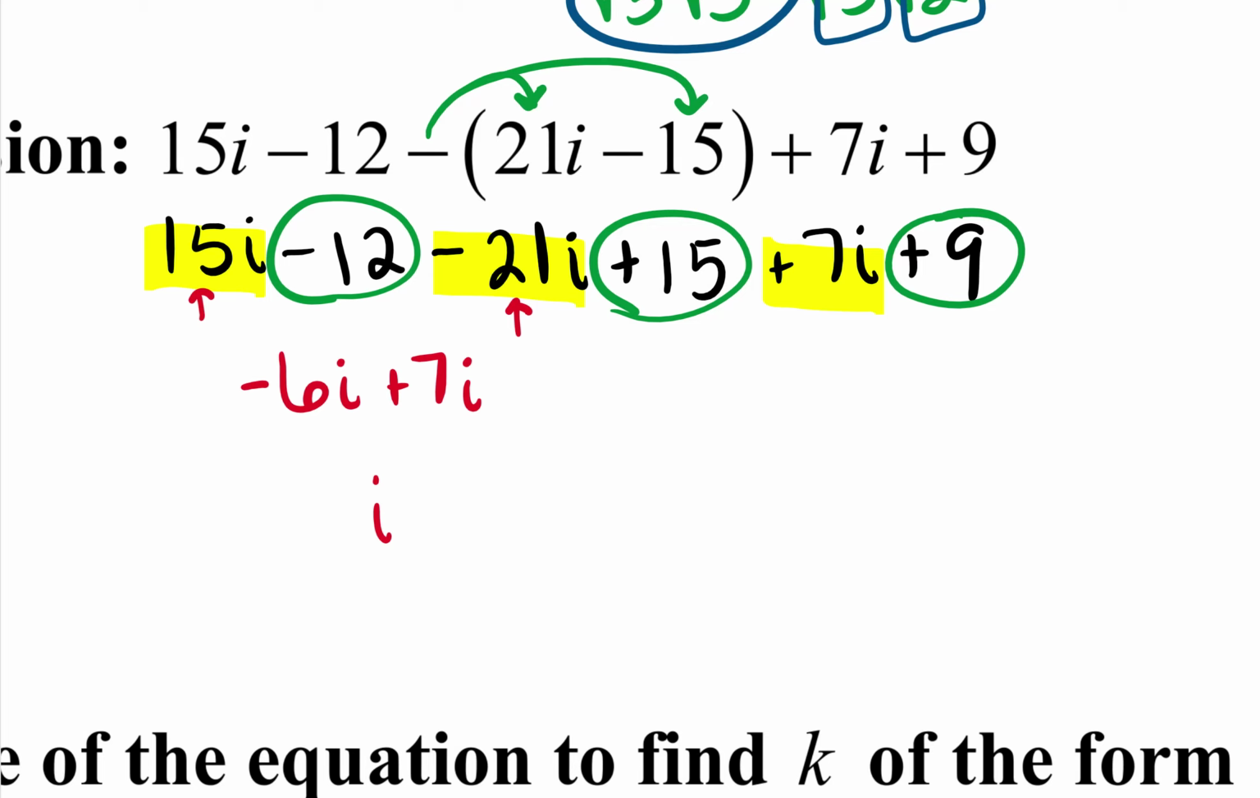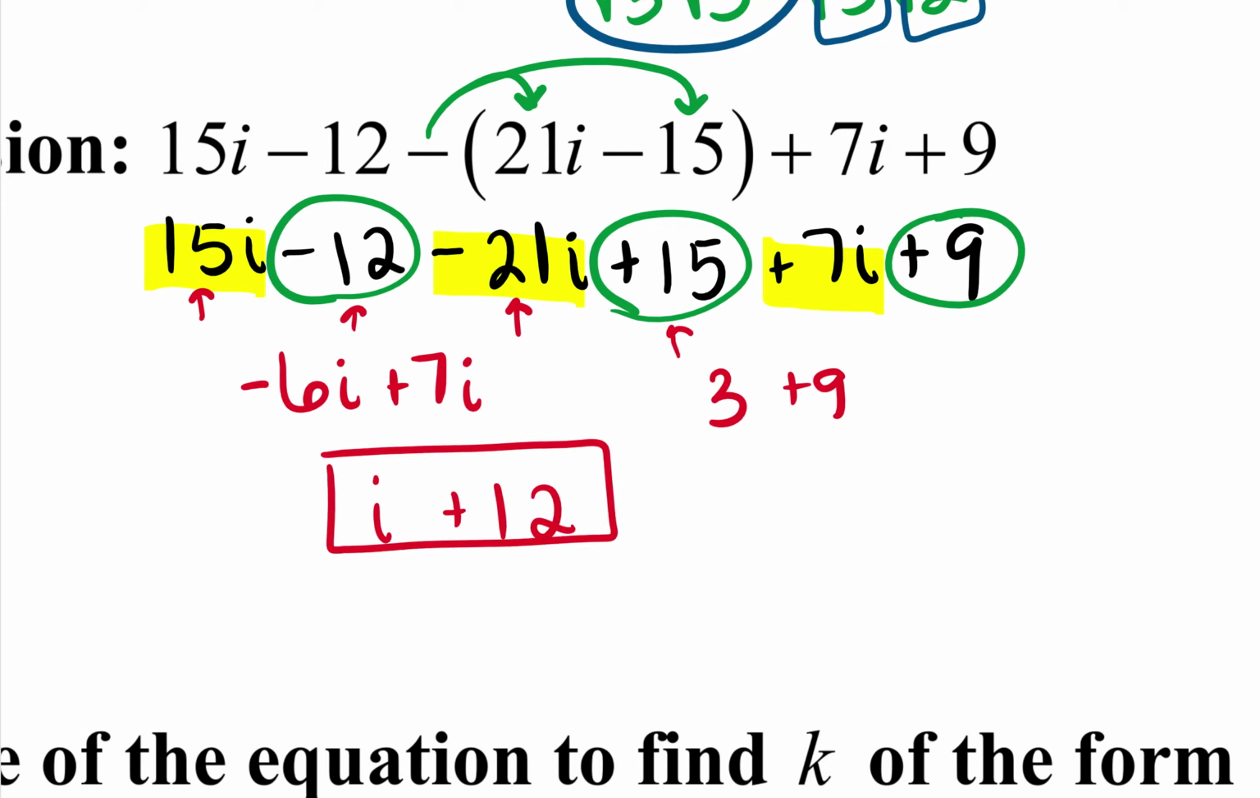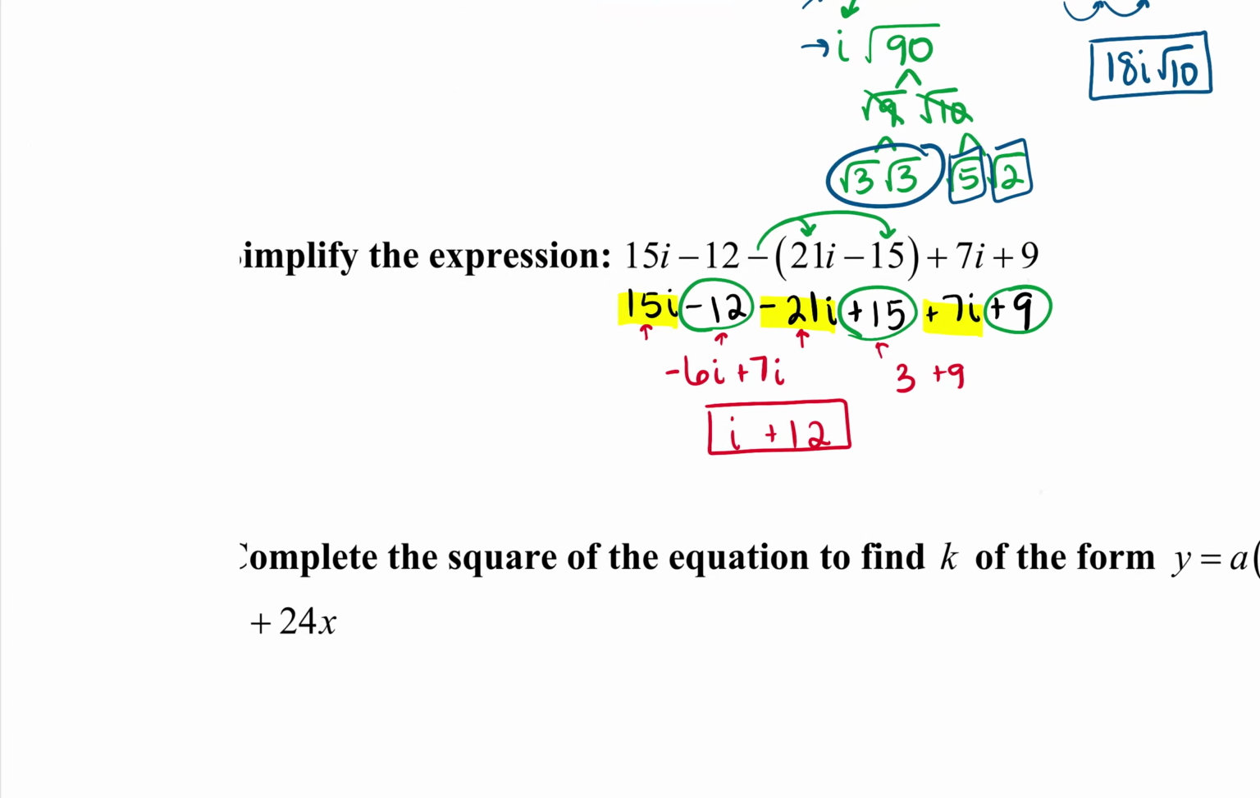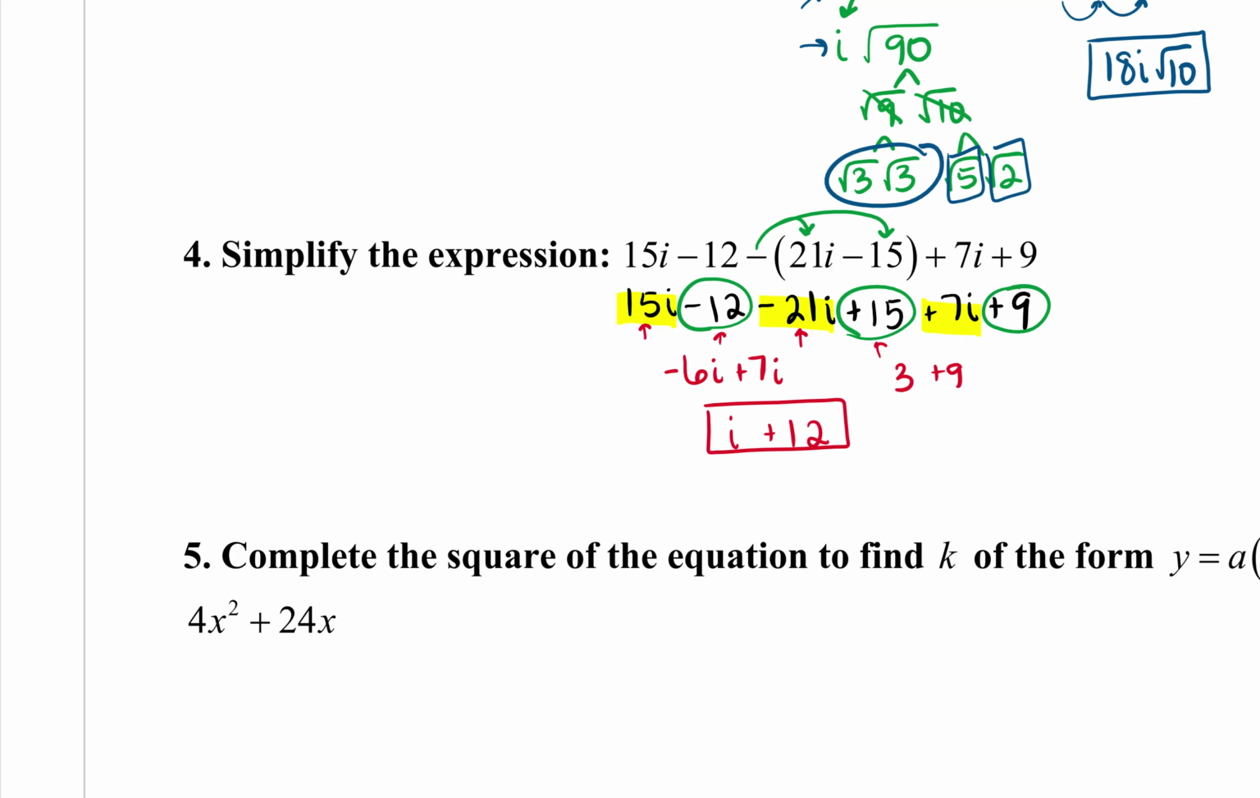So I have negative 12 plus 15, or 15 minus 12 is 3, plus 9 is 12. So I should have i plus 12. Alright, and that was number 4. That one's not too bad, right? Mostly adding, subtracting.